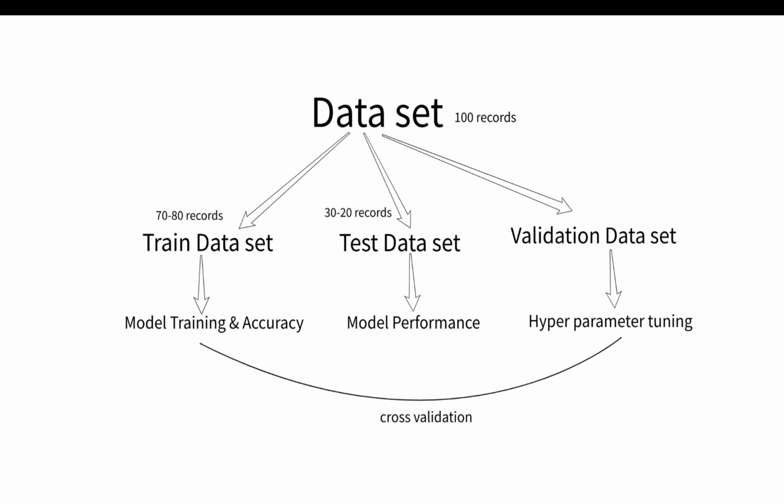Now when you talk about the validation data set, this is something that is taken out from your training data set itself. Out of the 70 to 80 records, a few records you are going to define as the validation data set.